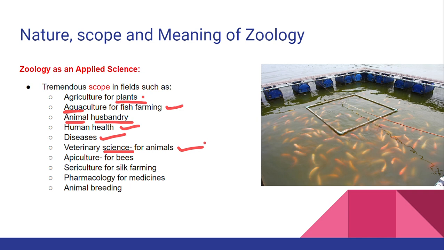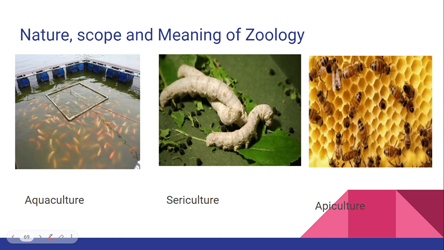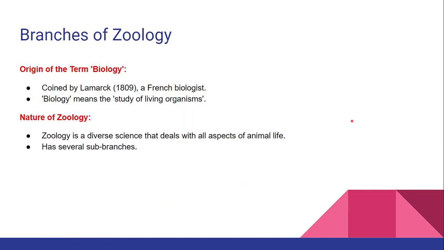If you have pet dogs, you go to the hospital. That hospital we call a veterinary hospital, right? Apiculture deals with bee culture. That means we are more into the culture of honeybees. Now sericulture means we culture silkworms for the production of silk. Pharmacology, pharma means drugs. So for the production of drugs, we deal with pharmacology. And then we have animal breeding. Breeding means reproduction. So for our benefit, we breed animals that have the dominant character. Here you can see examples of aquaculture, sericulture and apiculture.